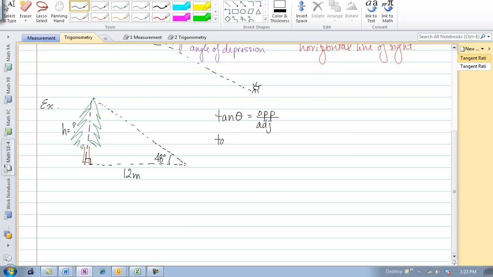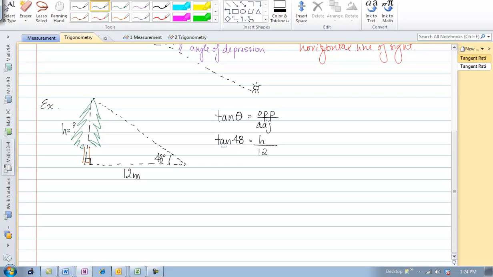And let's fill in what we know. So theta, our angle, is 48 degrees. The length of the opposite is our unknown. We call it h for our height. The length of the adjacent is 12 meters. And at this point, it really just becomes solving a ratio or proportion.